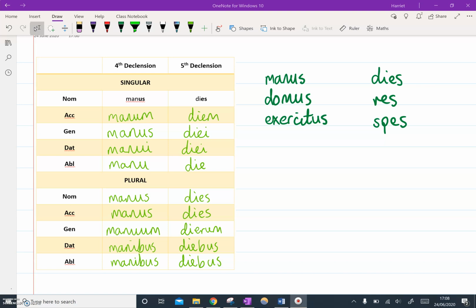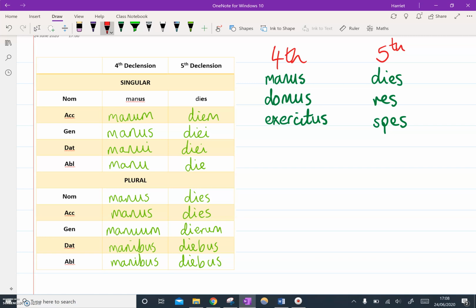On the right-hand side of this table are the 6 nouns that you need to know for GCSE, which belong to the fourth or the fifth declension. So the ones on the left-hand side here are obviously the fourth declension nouns that you need to know for GCSE. So manus, which means hand or band of men, domus, which means house or home, and exercitus, which means army. On the right-hand side, you have the nouns you need to know which belong to the fifth declension.